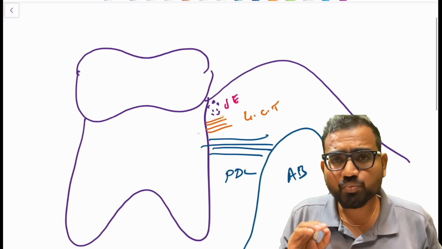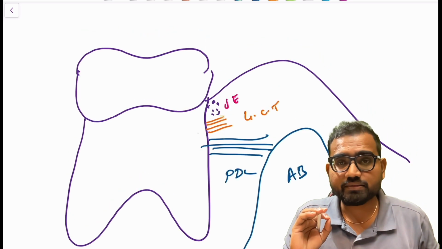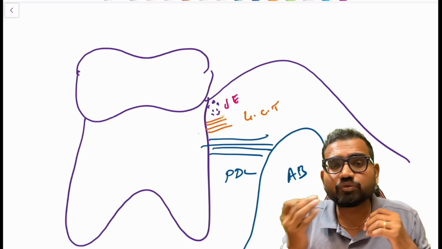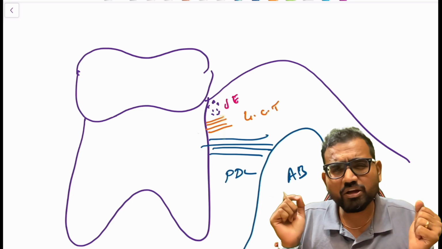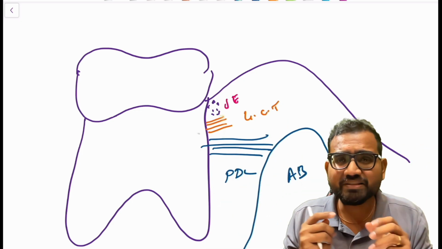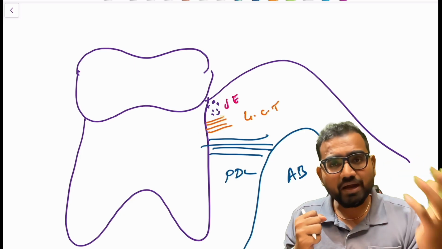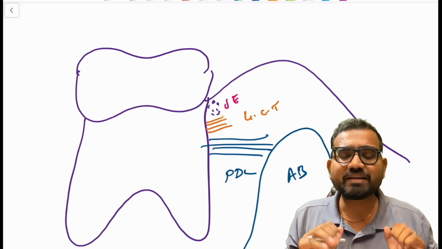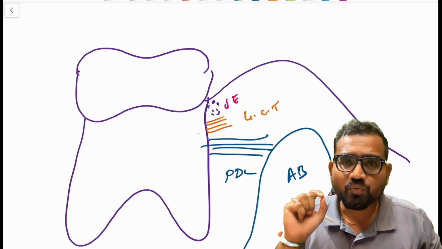The width of attached gingiva is the portion of gingiva that is firmly attached to the periosteum of the alveolar bone. What do you mean by periosteum? Periosteum is the outer covering of the alveolar bone, so it is rich in blood supply. The part of gingiva which is attached to the periosteum of the alveolar bone is the width of attached gingiva. What is the significance?